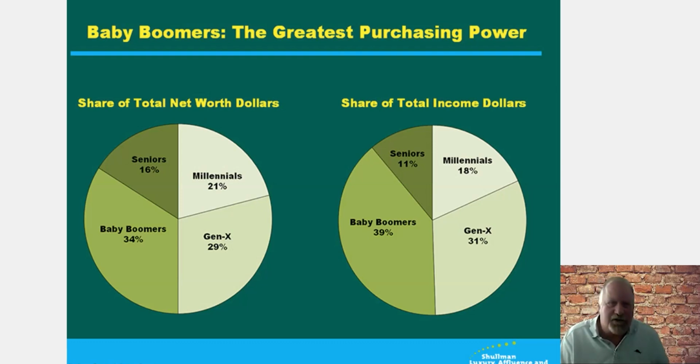One of the interesting things is this is an example of how baby boomers, because of their accumulation of wealth and their age and the time they've had to acquire it, even though they're a smaller percentage of the population, have about 39% of the total dollars in the United States. Their net wealth is 34% of the total wealth. So if I'm a company, as a percentage of the population, these are small, but there's a tremendous amount of opportunity with these individuals.